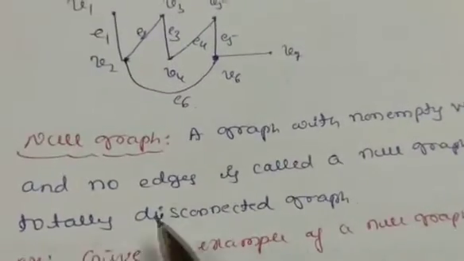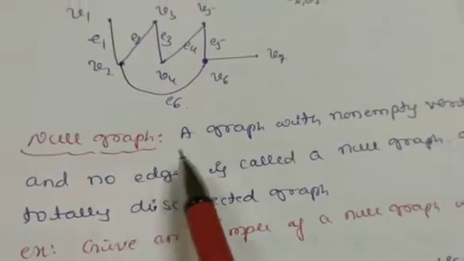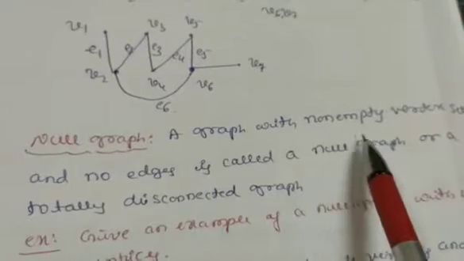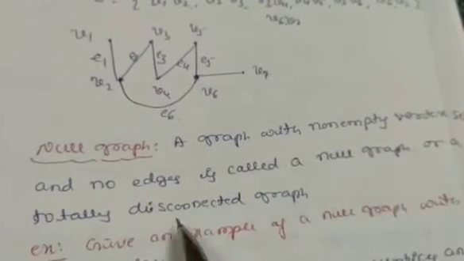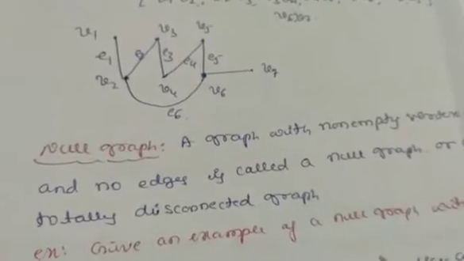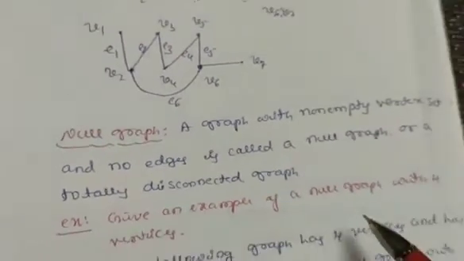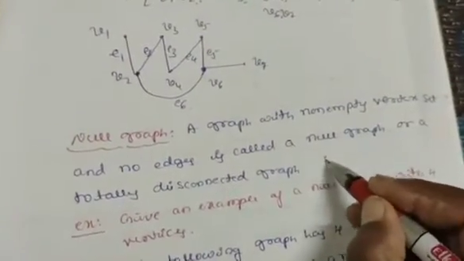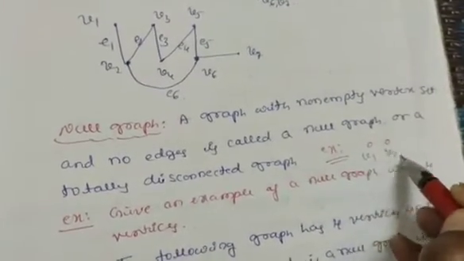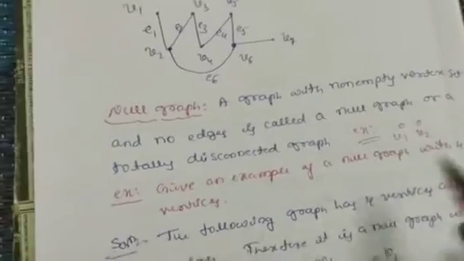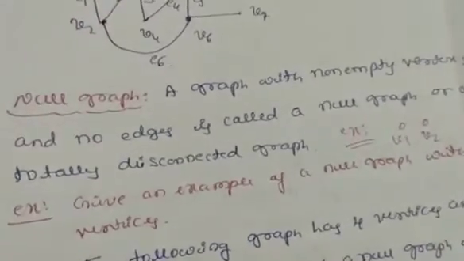Take one more definition, null graph. A graph with a non-empty vertex set and no edges is called a null graph, or totally disconnected graph. This graph has only vertices, no edges. For example, this is a null graph because here we have only the vertices, no edges. Like this we can have any number of vertices.